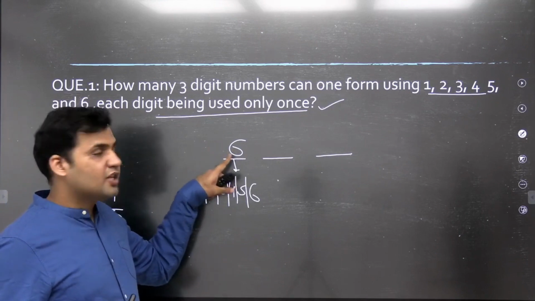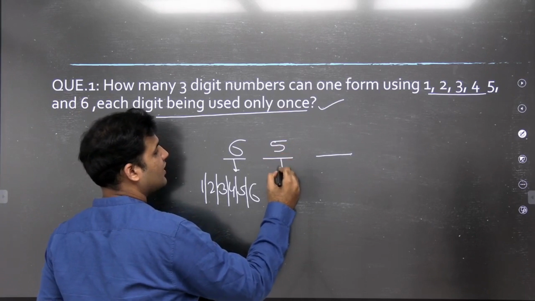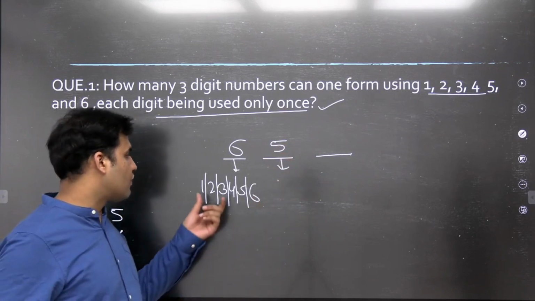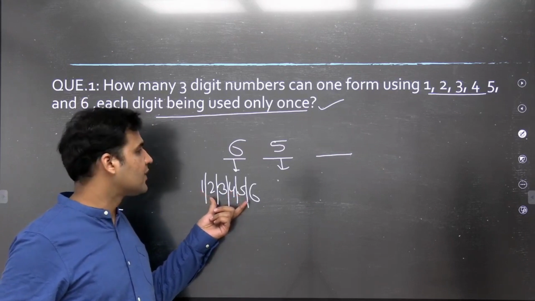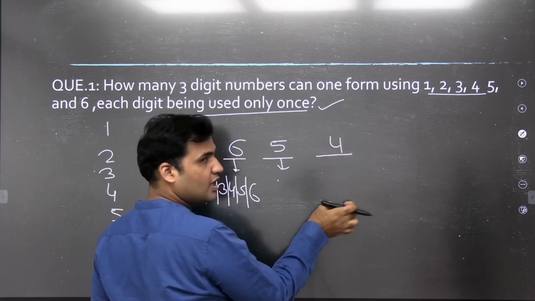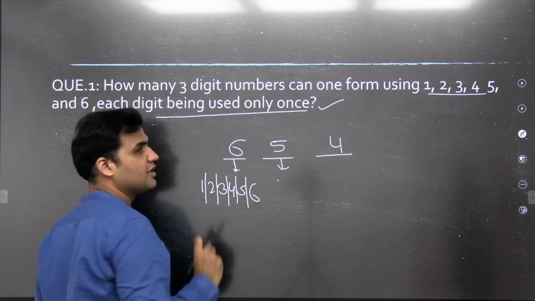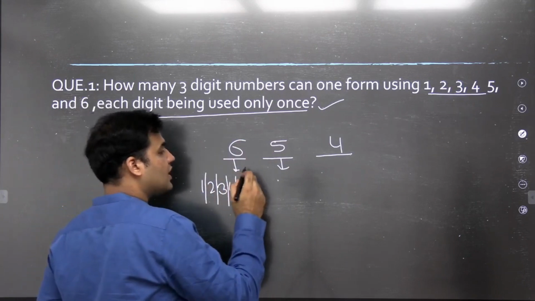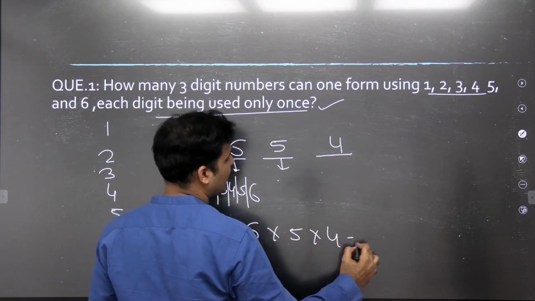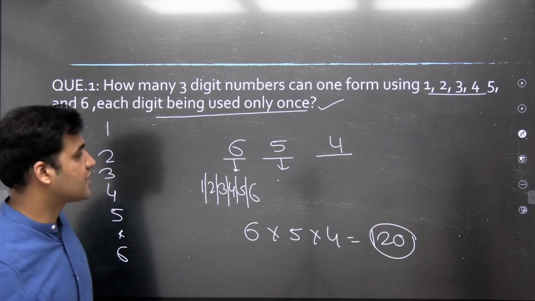Once a digit is placed on this position, the second place can be filled in only 5 ways. Why 5? Now what are those 5 digits? That will depend on what number is coming on this position. And once two digits are placed over here, this place can be filled in 4 ways. Which 4 digits? That will depend on what is coming on this place and on this place. So the total number of numbers that you will be able to make will be 6 into 5 into 4, that means 120.